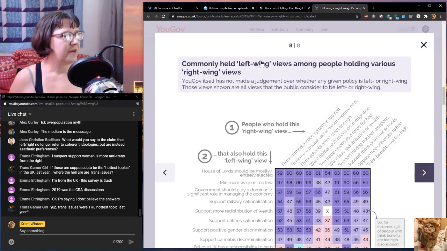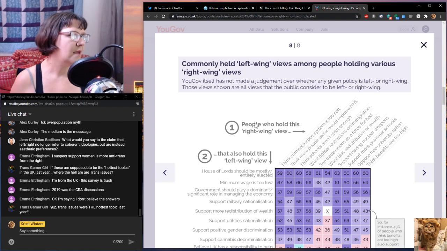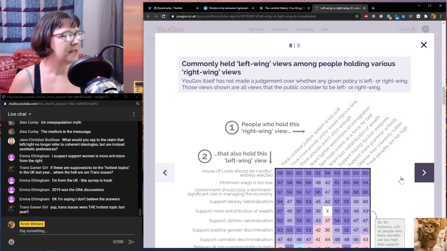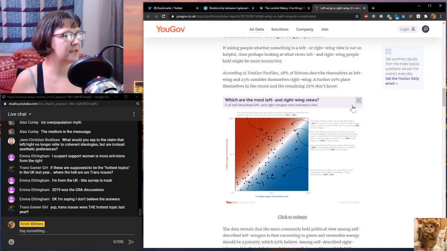And then they do the same thing for commonly held left-wing views among people who hold various right-wing views. Let's see if there's anything particularly interesting here. I don't know. I don't think so. All right, so it's a mishmash. It's difficult.